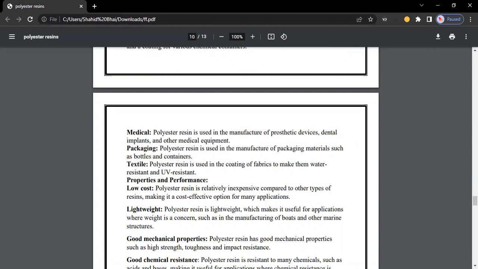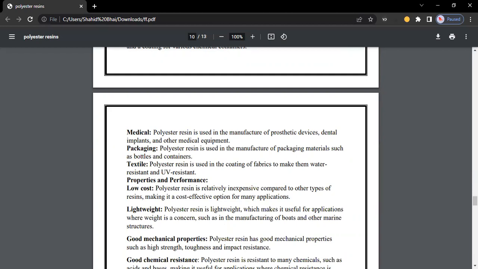And we discuss the medical. Polyester resin is used in the manufacturing of prosthetic devices, dental implants, and medical equipment. Packaging: it is also used in manufacturing packaging materials such as bottles and containers. It is also used in textile. Polyester resin is used for coating of fabric to make it water resistant and UV resistant. Now we discuss the properties and performance of the polyester resin.